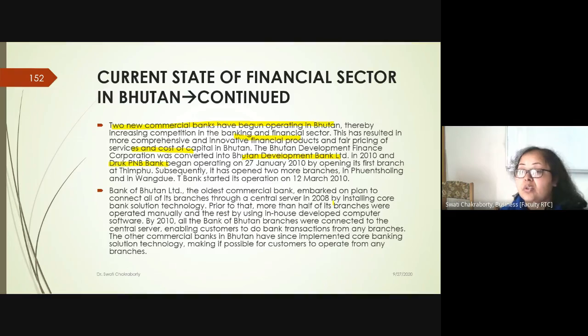So, Bhutan Development Finance Corporation, which later on changed into BDBL in 2010, and Druk PNB, which also started operating from 2010. Later on, it was followed by T Bank. So all these banks actually started operating from 2010.